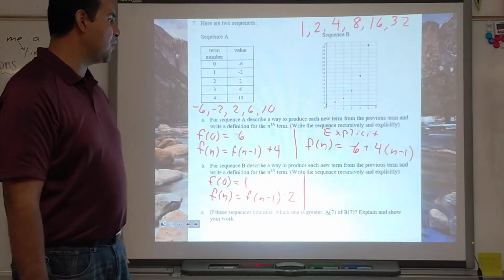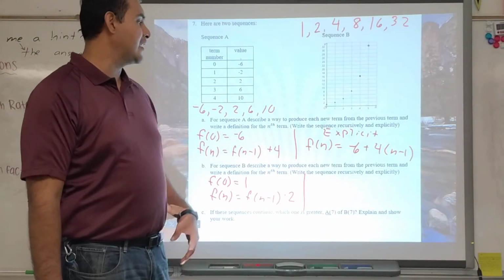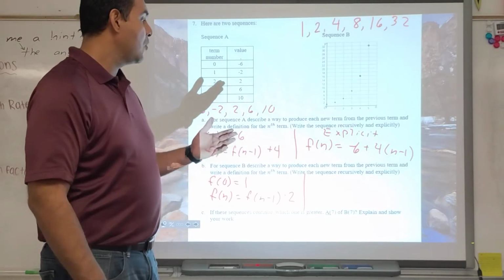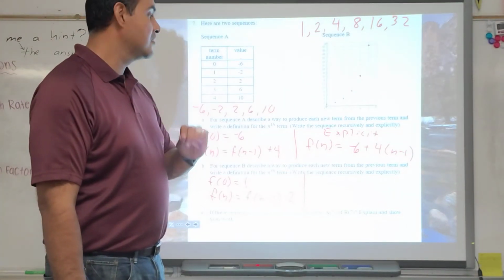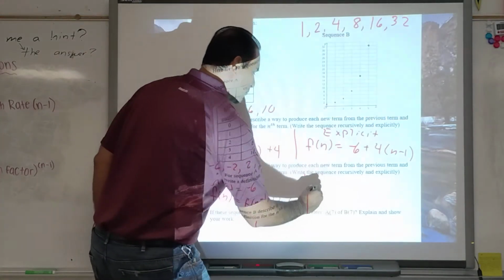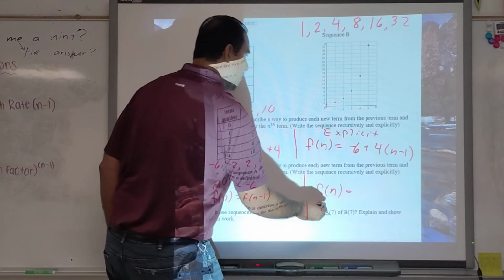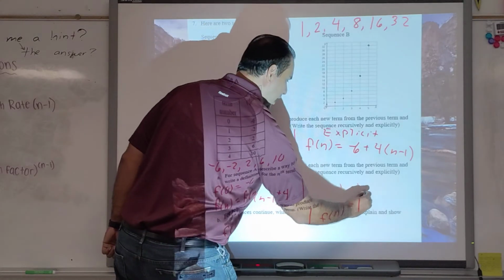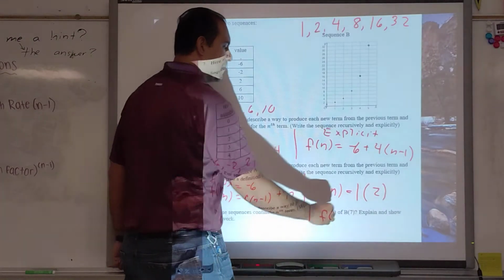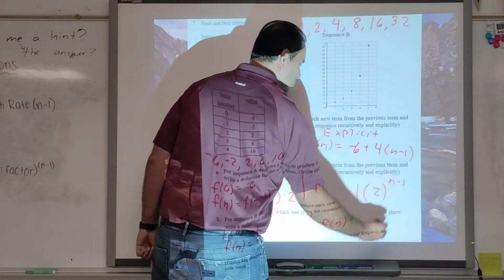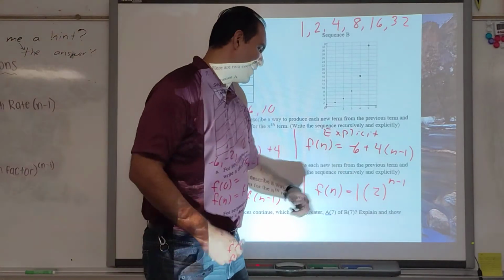For the explicit form, I'm going to think to myself, what was the formula for a geometric explicit form sequence, which was f of n is equal to first term times growth factor to the power of n minus 1. So our explicit form for this geometric sequence would be f of n is equal to first term, which is 1, times 2, which is the growth rate, because we're multiplying by 2 every single time, to the power of n minus 1. By the way, that's a 2 right there.